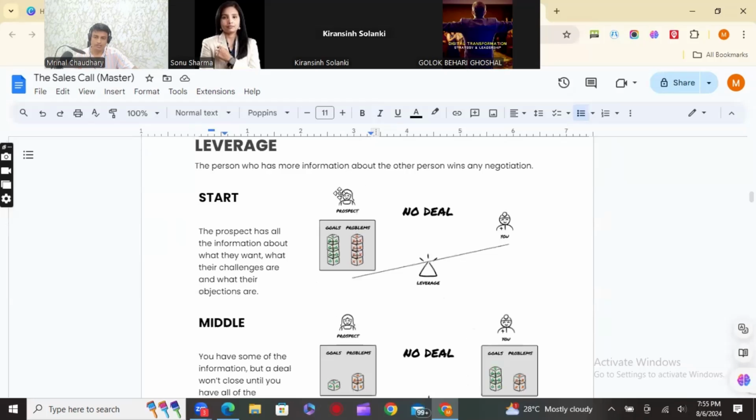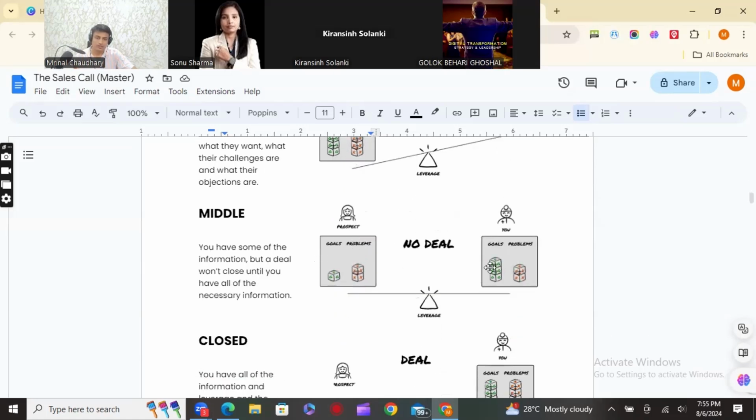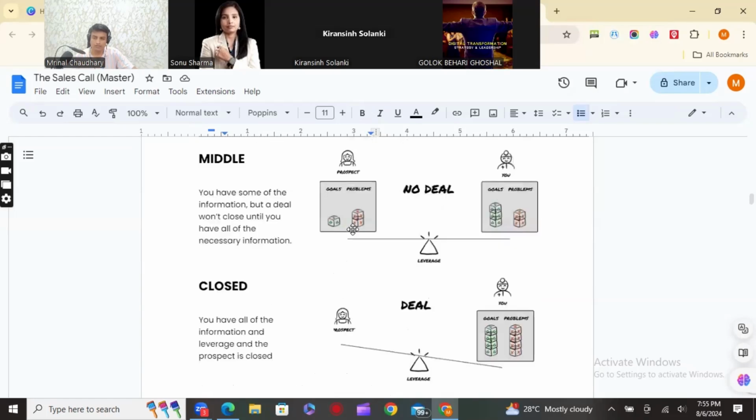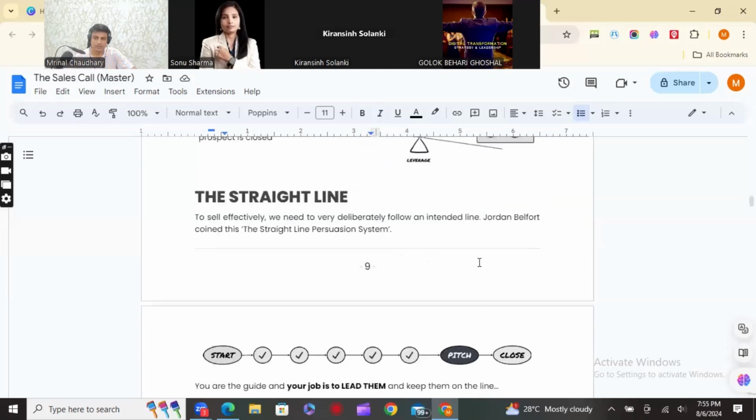Okay, you can see here this is the prospect and this is you, and here are goals, problems, and the secrets kept by your prospect. Now what do you want this to look like so you can win the battle? Here no deal is happening: the person has goals and problems, and you have some of their goals and some of their problems. So the equation is balanced, and you cannot win this. If you have all the problems and goals on your side, then you win the battle. Then it is closed.